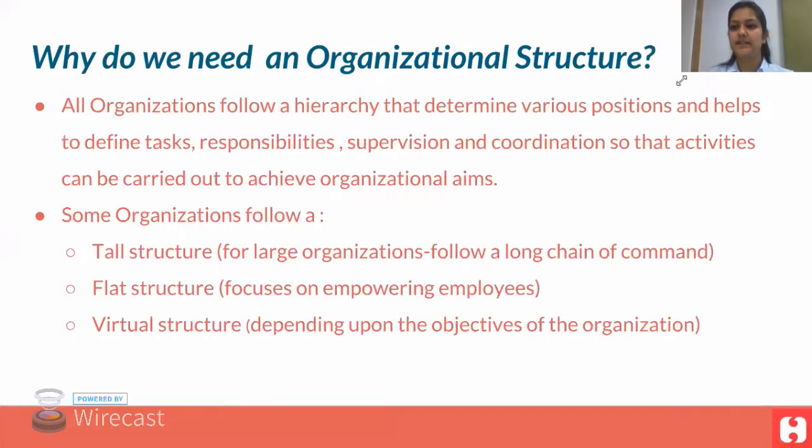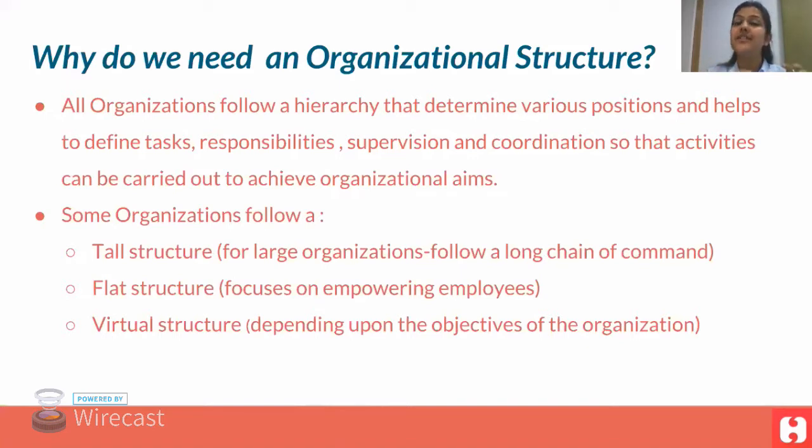Okay, so why do we need an organizational structure? See, all organizations, they follow a hierarchy that determines the various positions. So by positions, I mean like who is going to report to whom. For example, there would be a CEO, there would be a COO, there would be a vice president in an organization, then there would be manager, assistant manager, some employees, the other staff. So these are the different positions in an organization, and they follow a hierarchy.